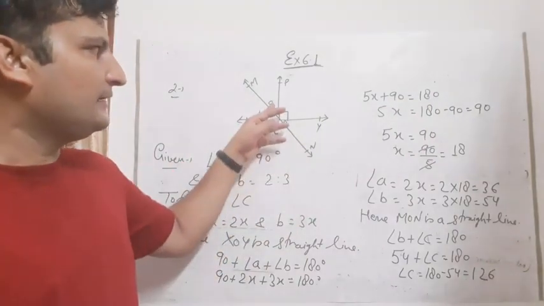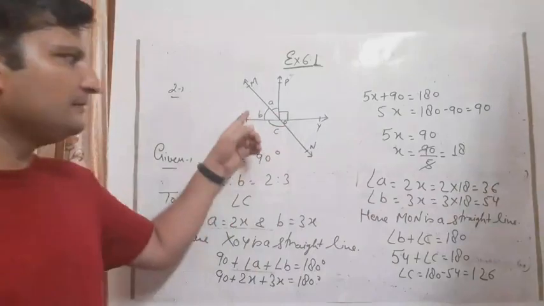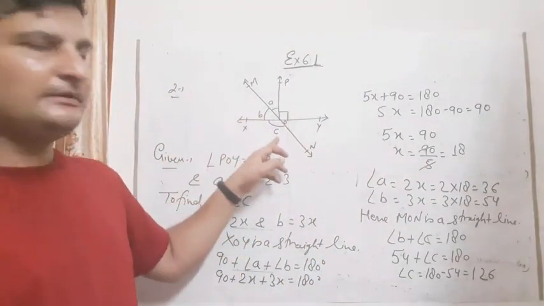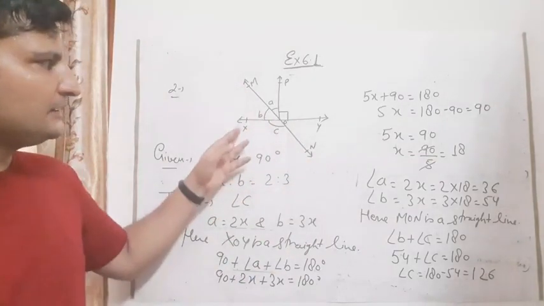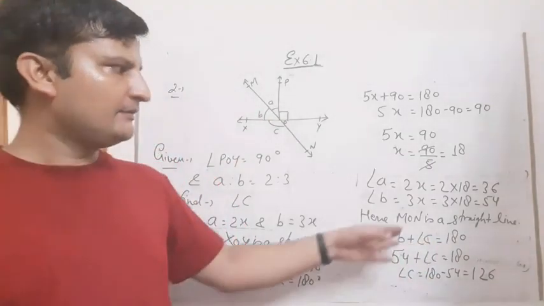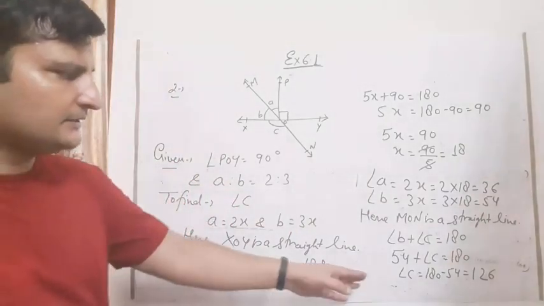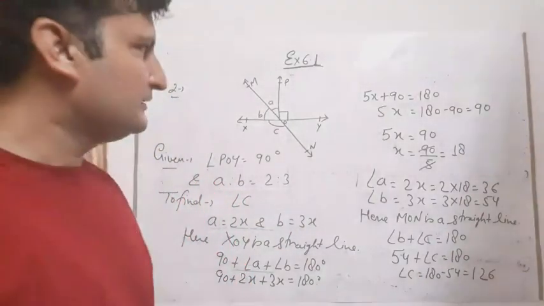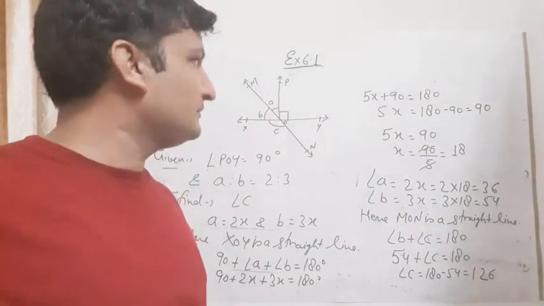Again, angle A is 2x, 2 into 18 is 36, and angle B is equal to 54. Now the sum of these two angles will be 180 degrees because MON is a straight line. So angle B plus angle C is equal to 180 degrees. Angle B is 54, so angle C is 180 minus 54, that is 126 degrees. Now pause the video and note it down. After this we will do the next question.